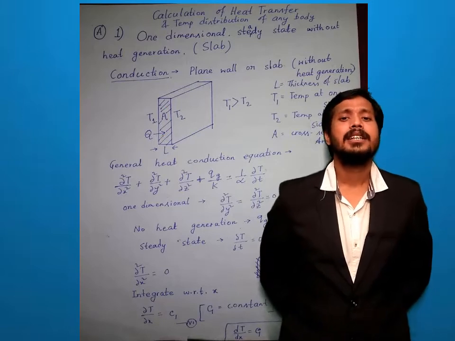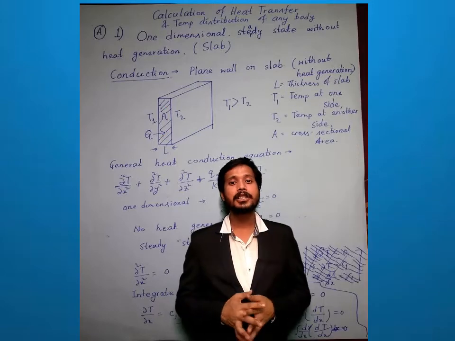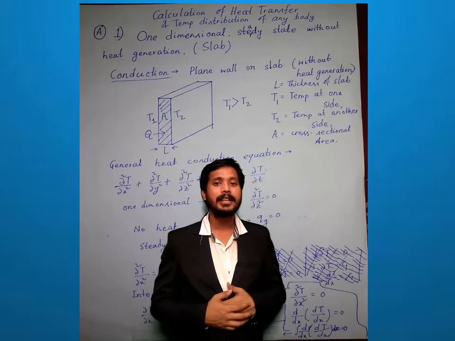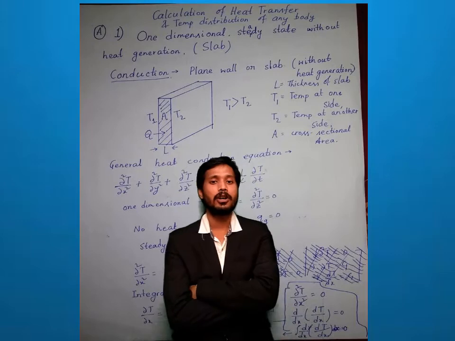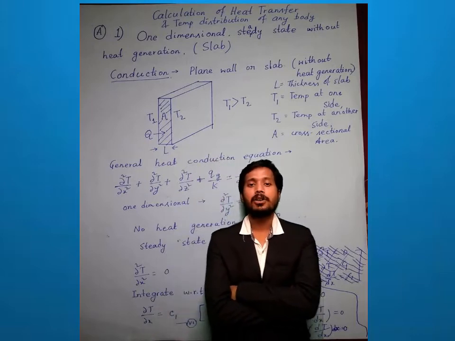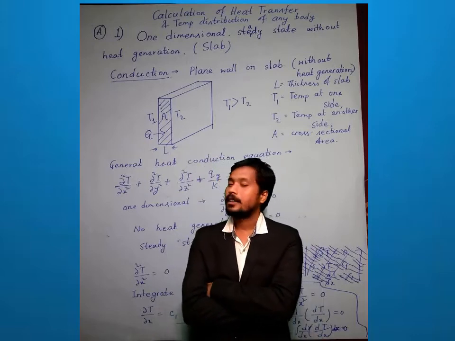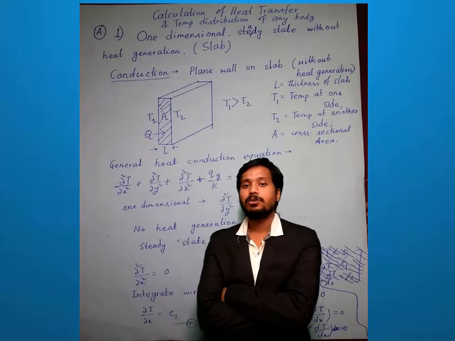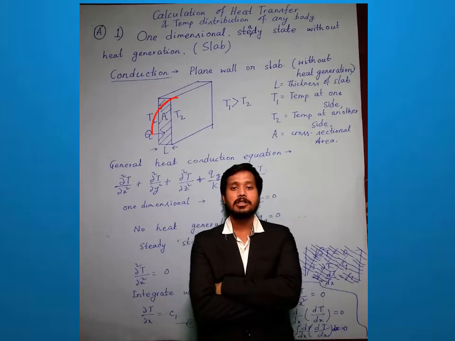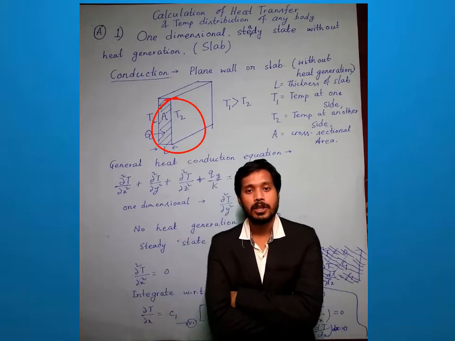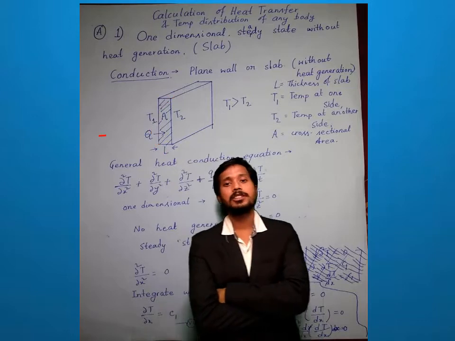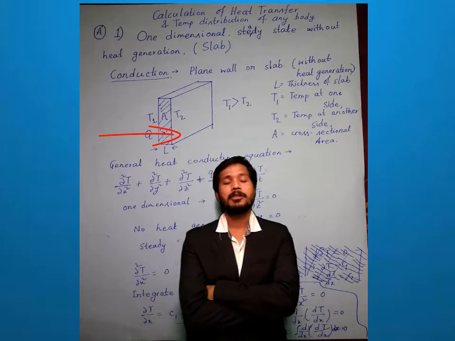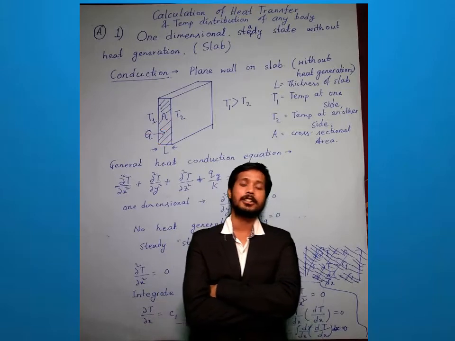In this diagram, the thickness between the two walls of the slab is L, and the area of the slab is A. At one side the temperature of the wall is T1, and at the other side the temperature is T2. Now if temperature T1 is more than T2, then heat is transferred from T1 to T2. So remember, from T1 to T2 heat will be transferred.